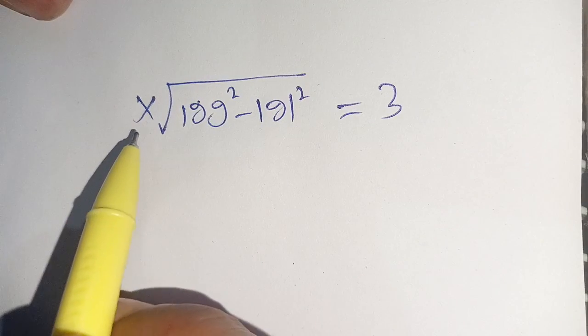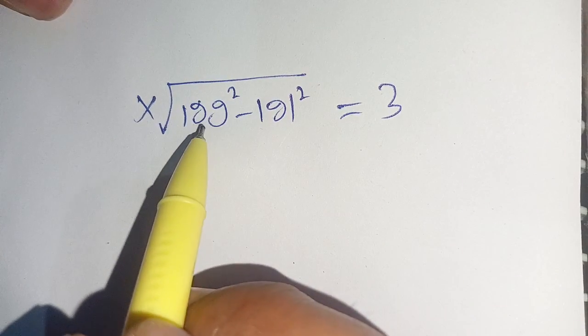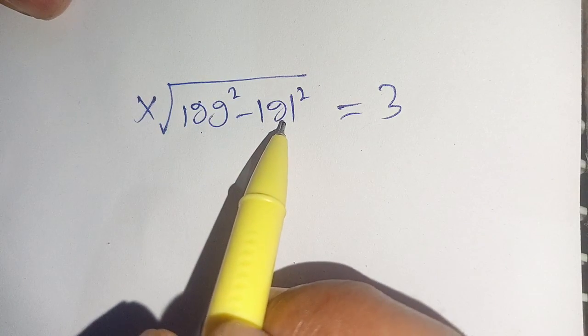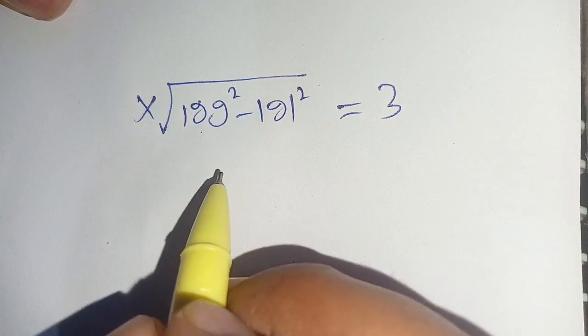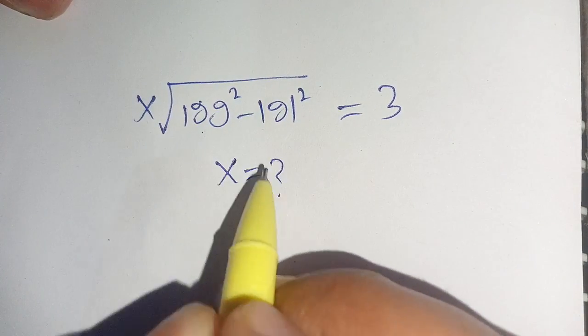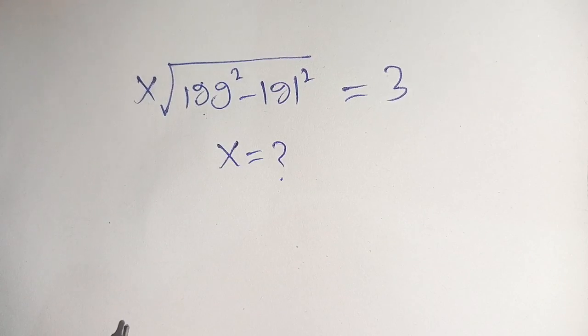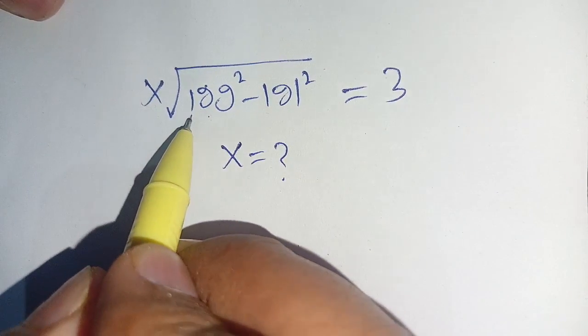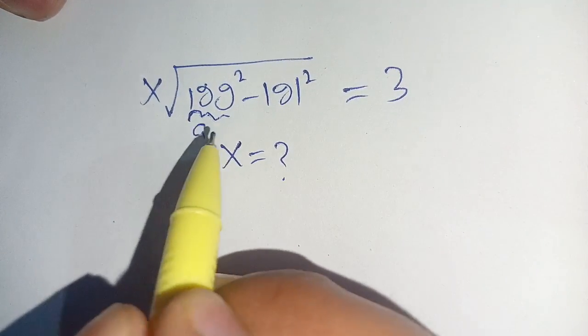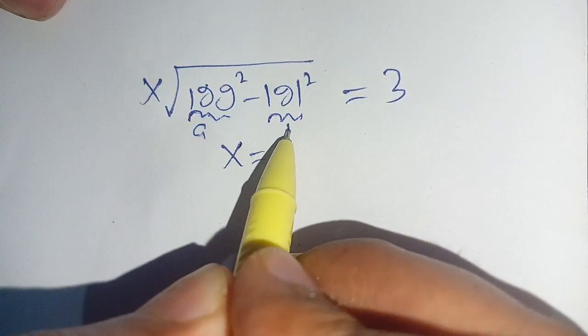How to simplify: the x-th root of 122 squared minus 121 squared is equal to 3, and we have to find the value of x which satisfies this equation. Let us solve this. First of all, we consider 122 is equal to a and 121 is equal to b.